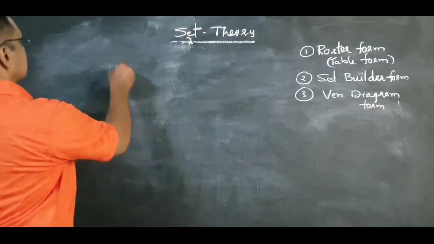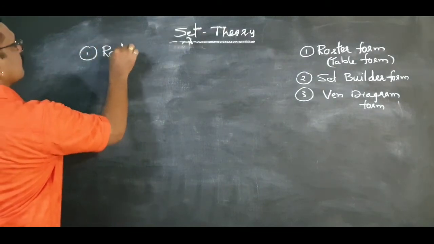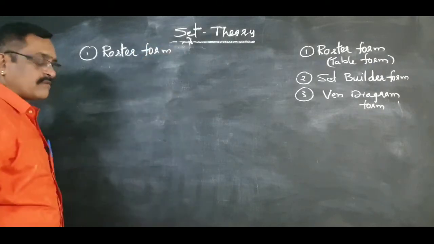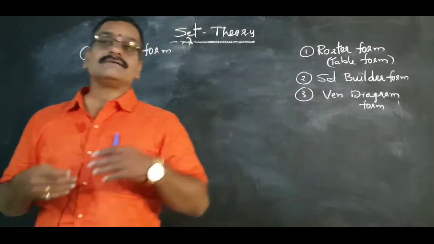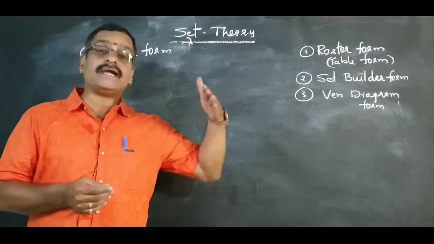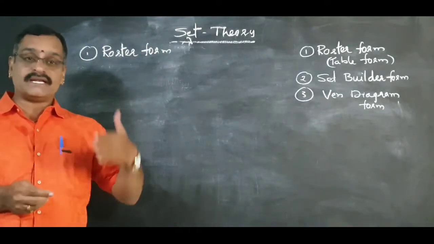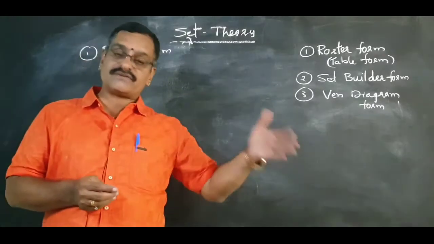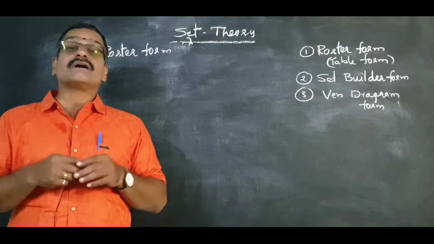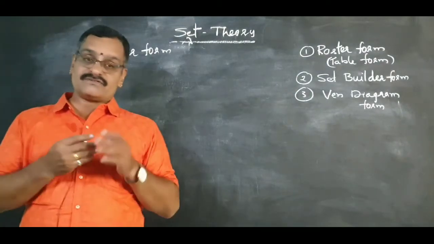What is the roster form? In this method, we make the list of all the elements of the set, and we close them with curly brackets, and we give a name for this.